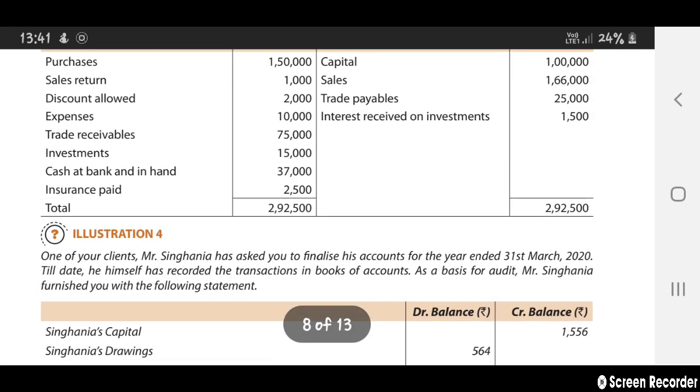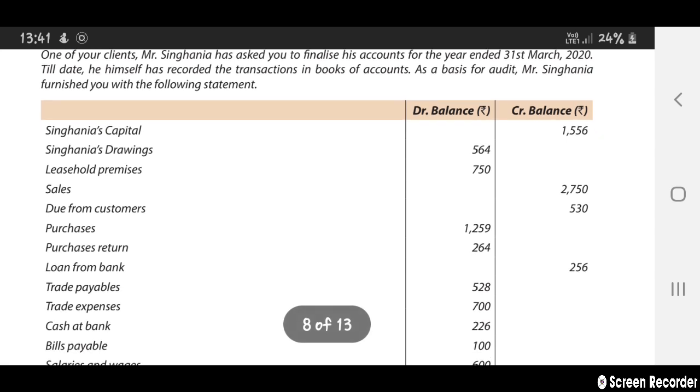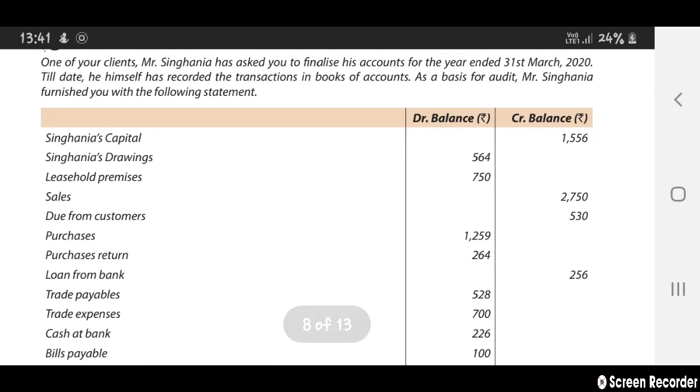Now, next, another illustration they have given. One of your clients, Mr. Singhania, has asked you to finalize his account for the year ended 31st March 2020. He asked you to prepare the accounts. Till date, he himself has recorded the transactions in his books of account.